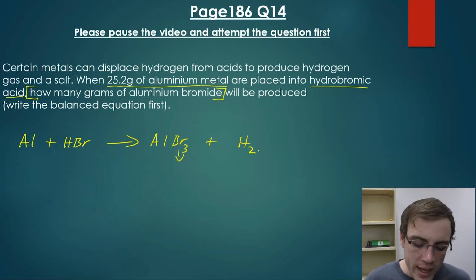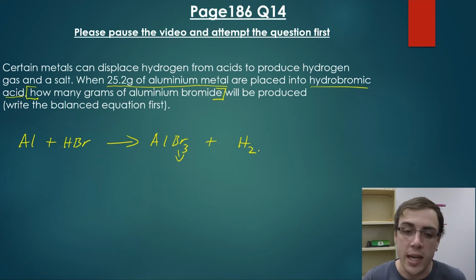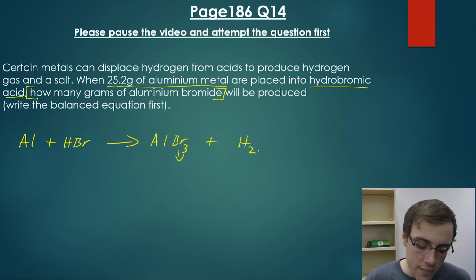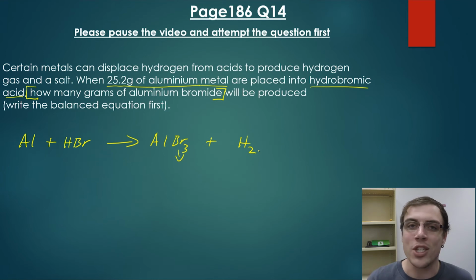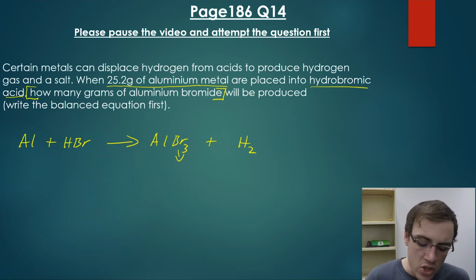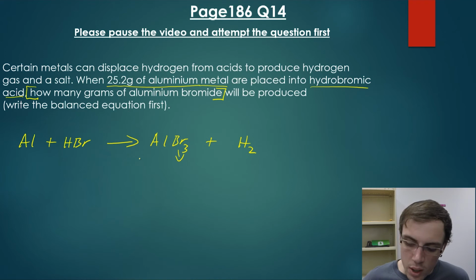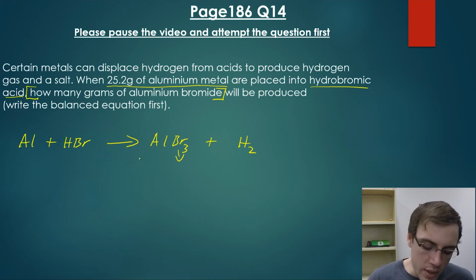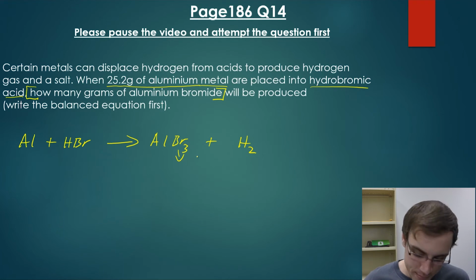Now, before we get too excited, and before we push on into doing the raw calculations, we need to look carefully and ask, is our equation balanced? Because straight away, I can see we have 3 bromides over here, 1 bromide over here. So what I'm going to do now is draw our table up and start to balance it.